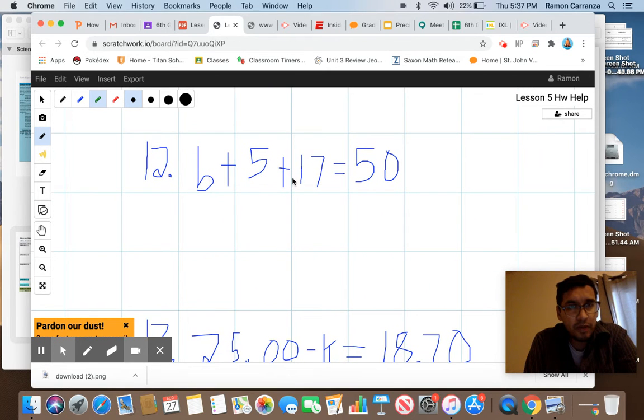For number 12, we have b plus 5 plus 17 equals 50. So before we can actually use our inverse operations, we have to simplify everything. So 5 plus 17 is the first thing we need to take care of, which is going to be 22.